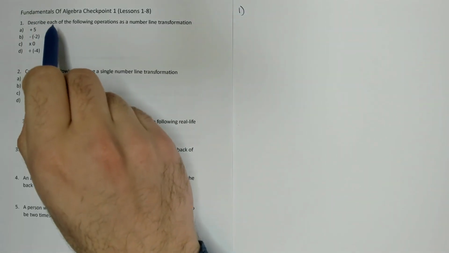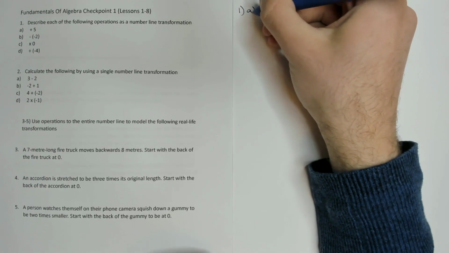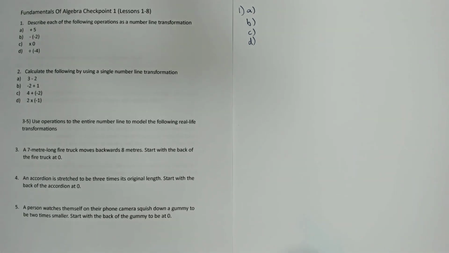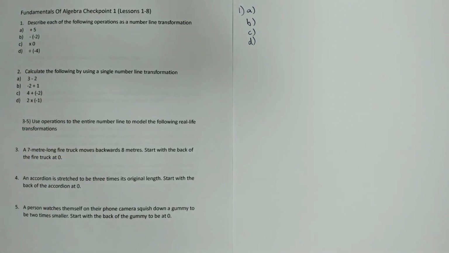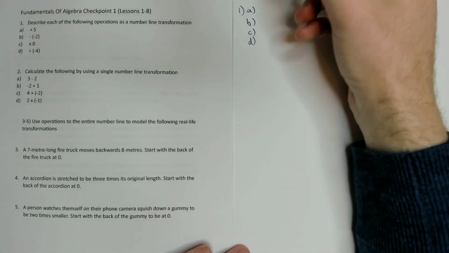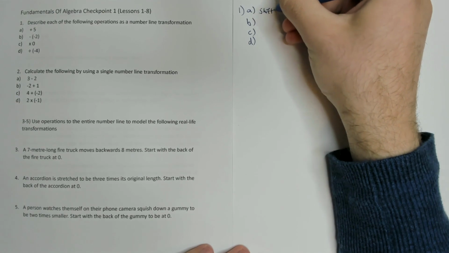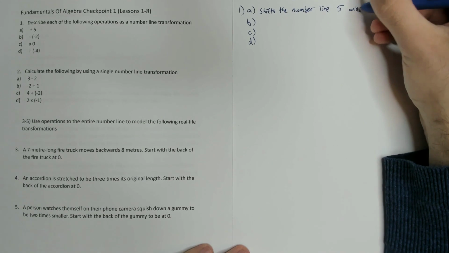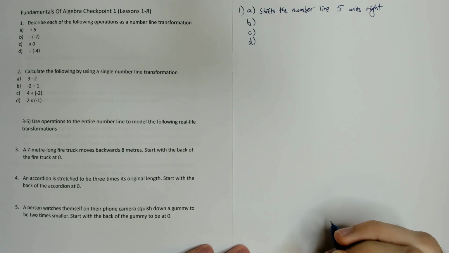Alright, number 1 says, describe each of the following operations as a number line transformation. So the whole point of these last 8 lessons was to discuss all these arithmetic ideas, but as some sort of transformation to the entire number line. So what it's asking is, how do we write these operations as something that we're doing to the whole number line? So the first one, we have plus 5. So what did that do to the number line? Well, that shifts the number line 5 units right. Alright, so adding 5 is moving in the right direction, 5 units.